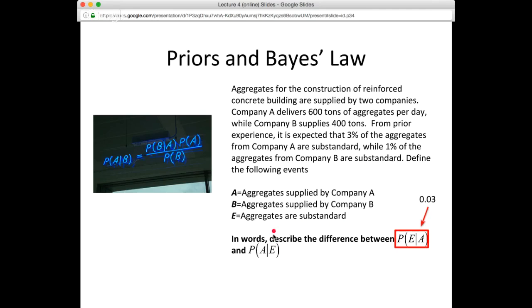In this case, we know that the aggregates are substandard, and we want to know the probability that they came from A, whereas in the other case, we know they came from A, and we want to know the probability that they're substandard. In order to calculate this term, we actually have to use Bayes' theorem, which we'll be doing in class.